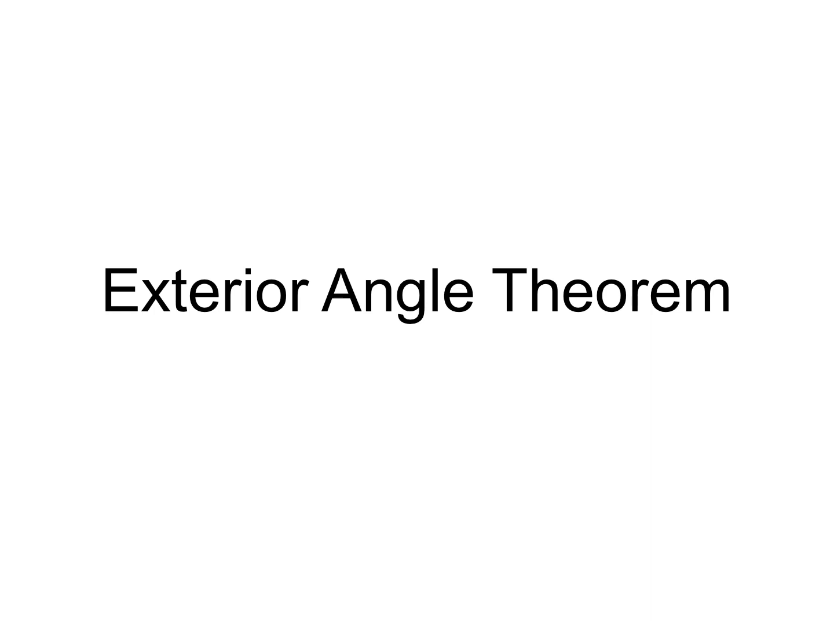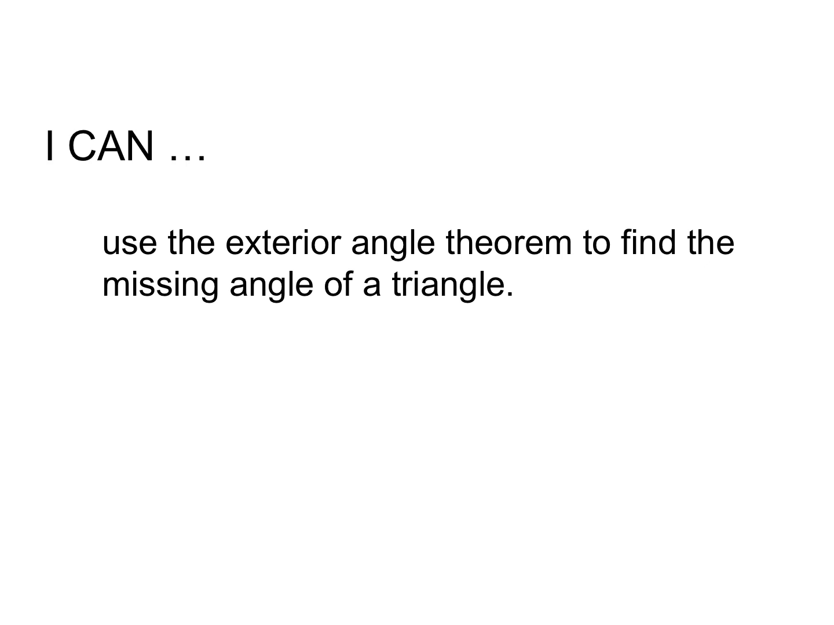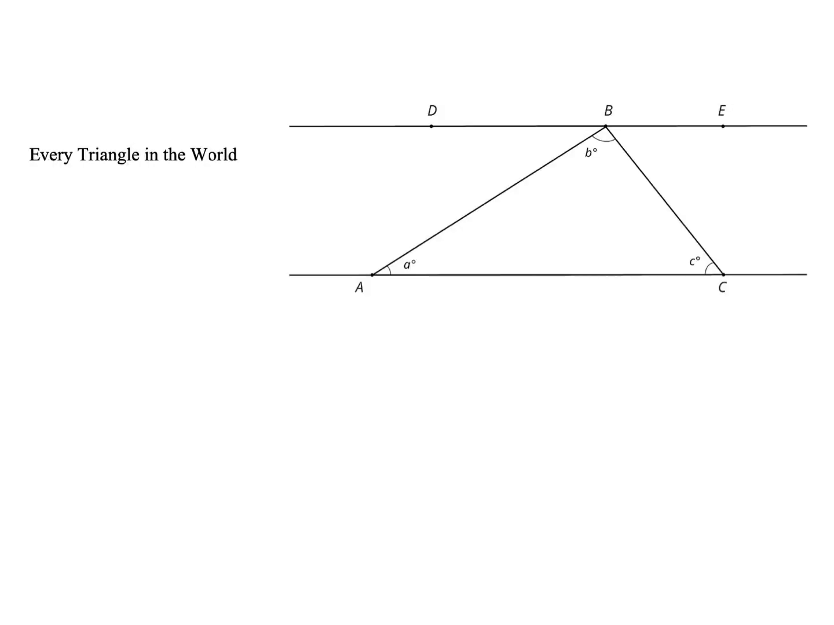Okay, exterior angle theorem. Our I can statement is: I can use the exterior angle theorem to find the missing angles of a triangle. It will make a little bit more sense once we start doing some other stuff, but this is what we're going to be able to do for today.